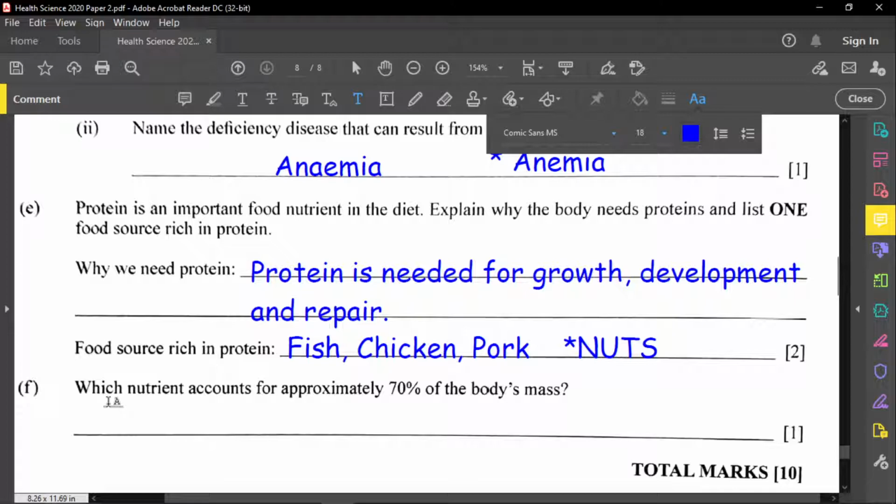Okay. And the last part of the question, which is the last question of the paper: which nutrient accounts for approximately 70% of body mass? And this here is water. Water will account for about 70% of our body mass.